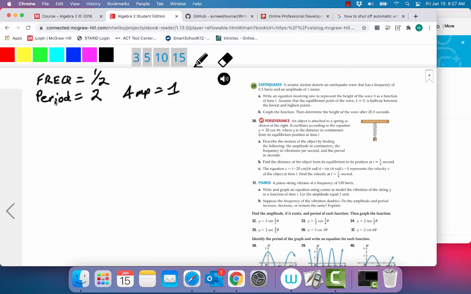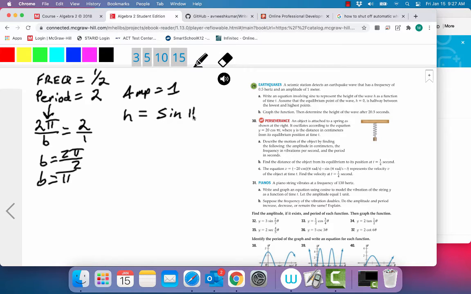So this period is 2 seconds. So when we go to period, for all of our word problems, we have to use radians. 2 pi over b equals 2. Cross multiply, solve for b. 2 pi over 2, b is pi. My equation is going to be, let's see here, the height is equal to 1 times the sine of pi t. The amplitude was 1. The value of b is what needs to go here, but that makes it have a period of 2.